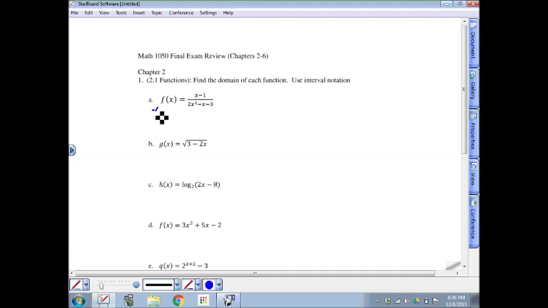So 2 times negative 3, that's negative 6. We need two factors of negative 6 that add to negative 1. That's going to be negative 3 and positive 2. So to factor, we're going to have 2x squared minus 3x plus 2x minus 3.